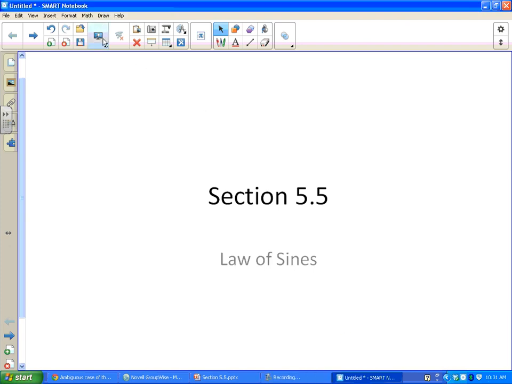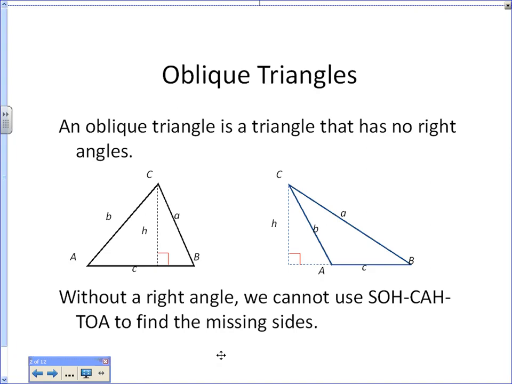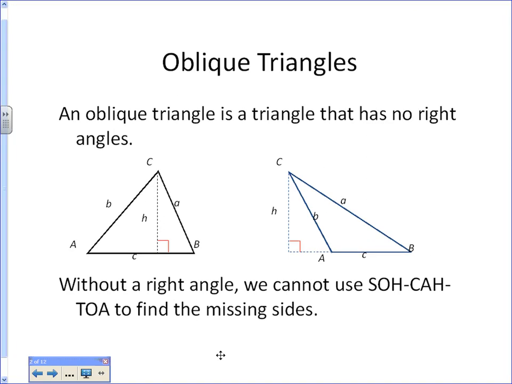All right, section 5.5, law of sines. We have done a lot of trig with right triangles, but not all triangles in the world are right. Some triangles don't have a right angle, and those triangles are called oblique triangles. An oblique triangle is a triangle that has no right angles, and it's going to look something like one of these two triangles.